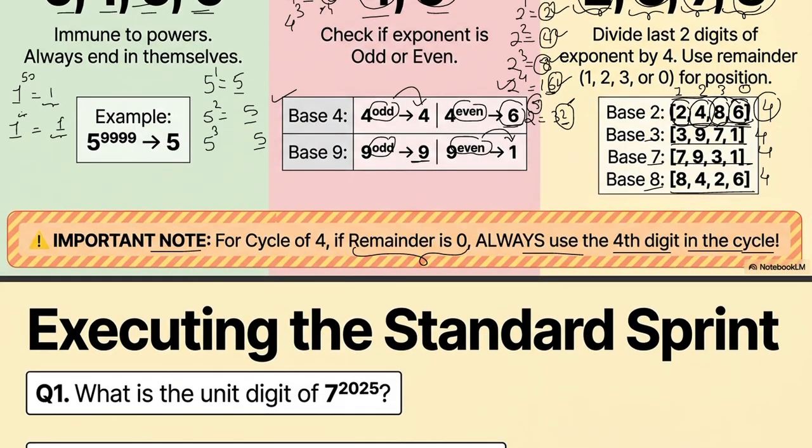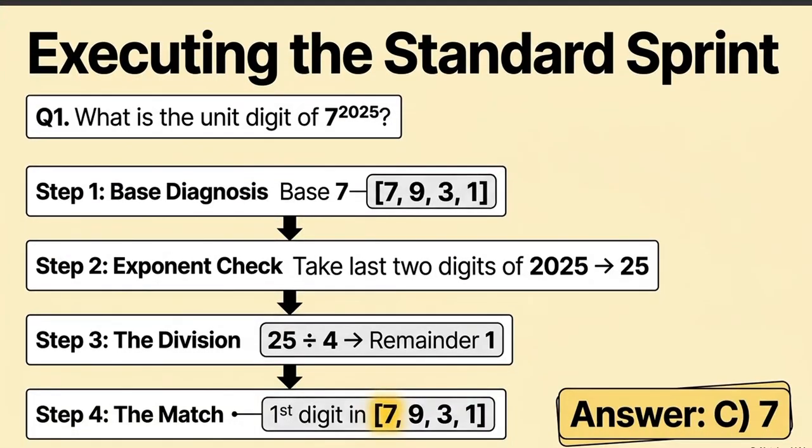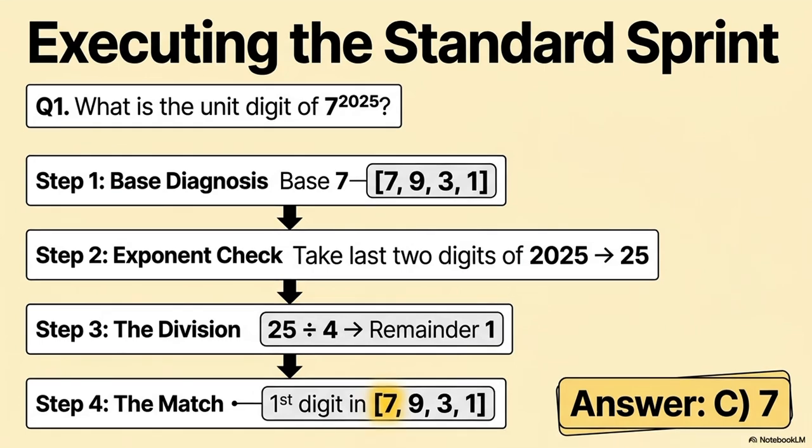Let's start with the examples. Question number 1: we have to find the unit digit of 7 to the power 2025. The base number here is 7. So what is the cyclicity of 7? Just now we have seen that it is 4.